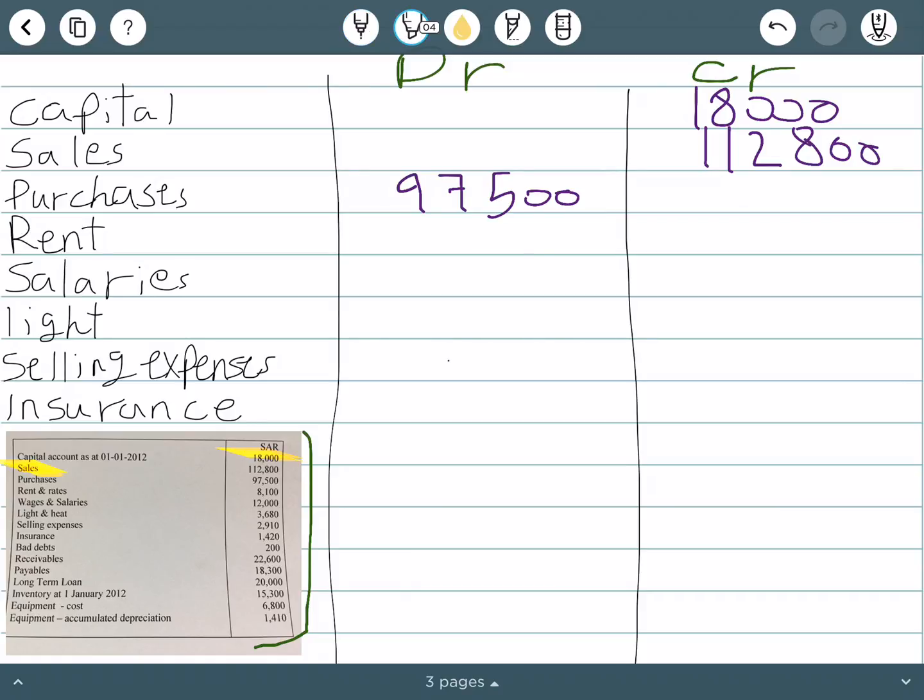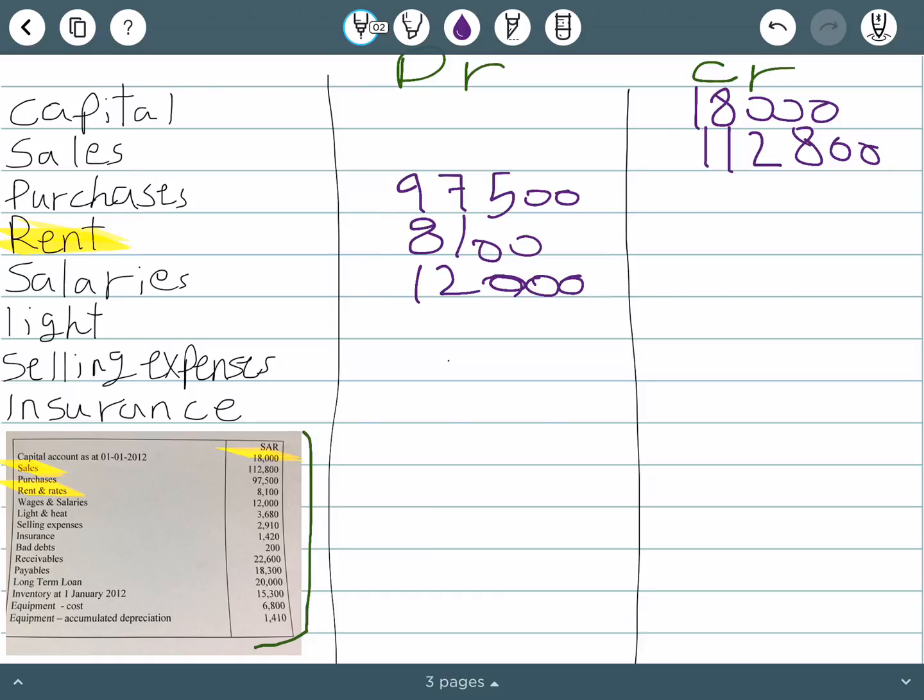Now rent is an expense, right? So rents and rates is an expense, and an expense is on the debit side. So it is 8,100. Also salaries is an expense, so it's a debit. 12,000.